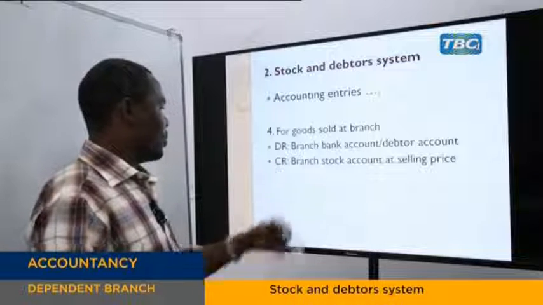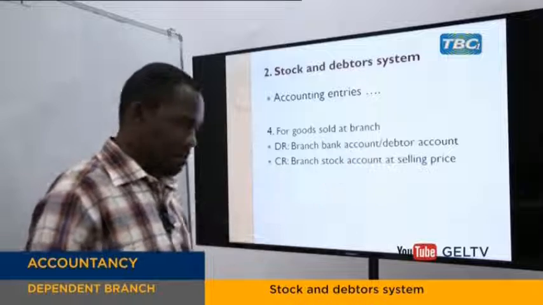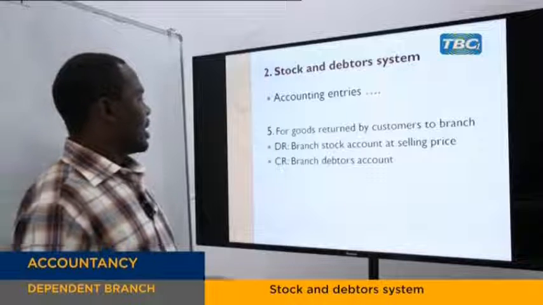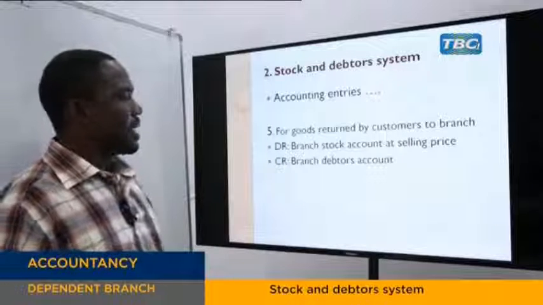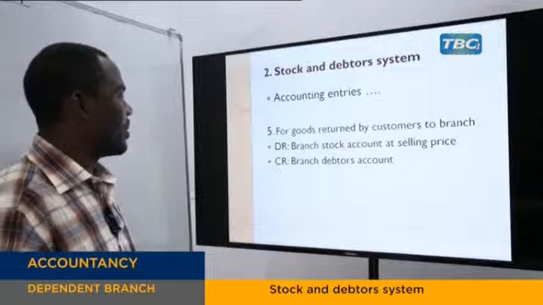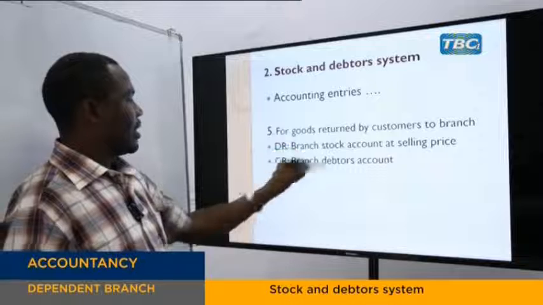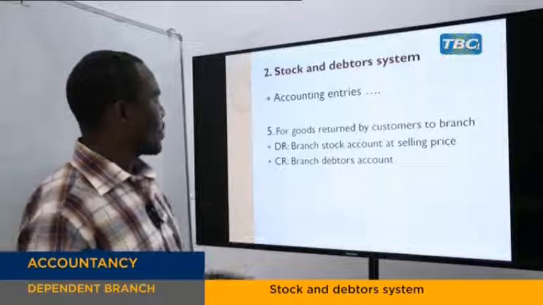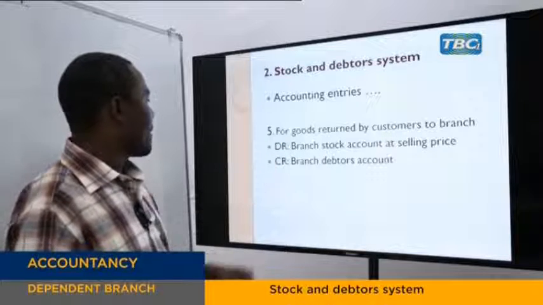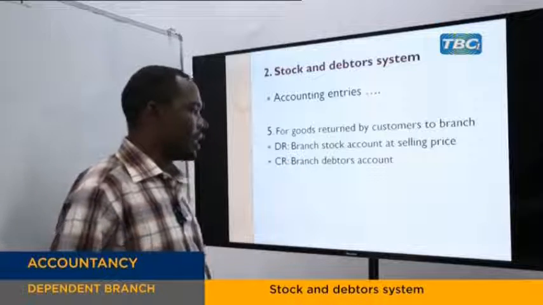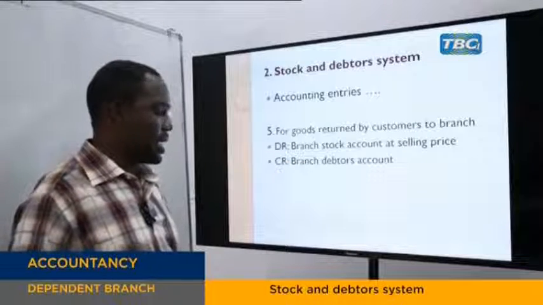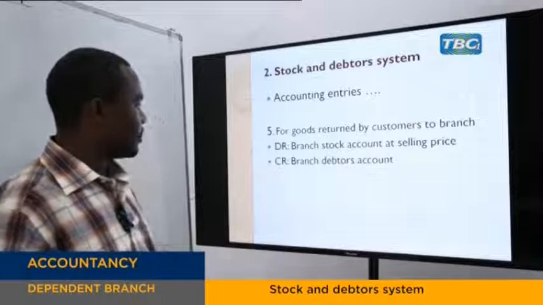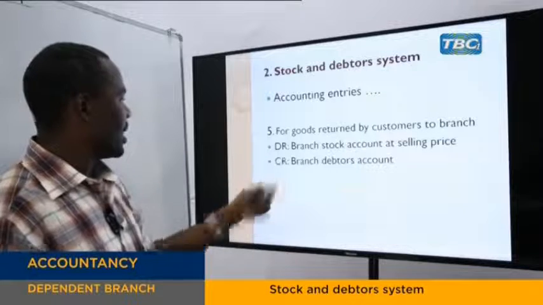So the double entry will be to branch stock account, and it will be both at selling price. What if goods are returned by customer to the branch? For goods returned by customer to the branch, we recognize the transaction of goods sent to the branch by debiting branch stock account at selling price and crediting branch debtors account. So to recognize this data, automatically you'll have adjusted that entry.